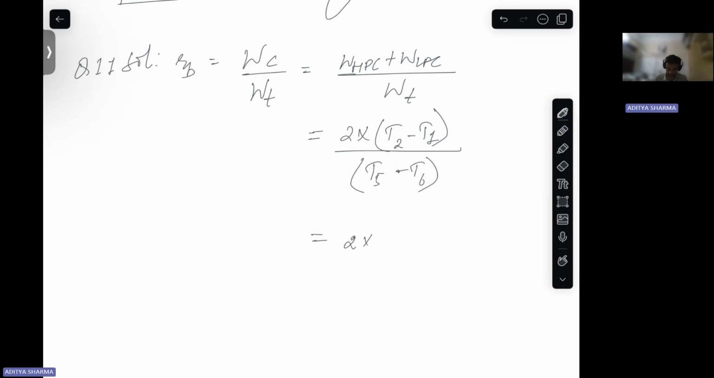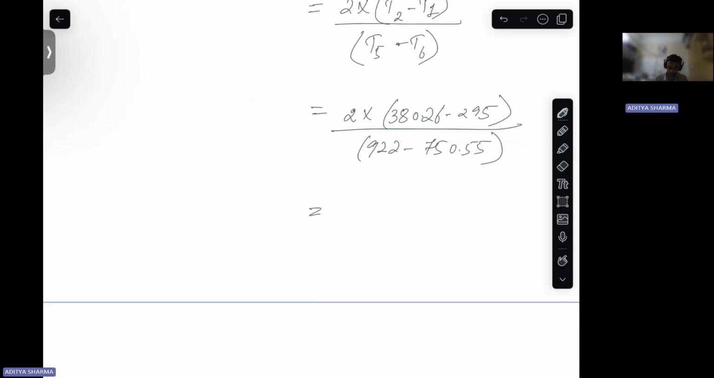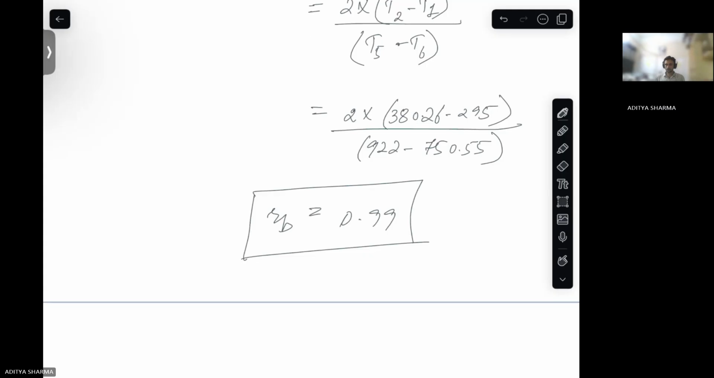So this is 380.26 minus 295 divided by 922 minus 750.55 that we have calculated from turbine. So this, if you calculate, will come out to be 0.99. This is quite a high back work ratio. Usually back work ratio has to be between 0.4 to 0.6. Okay.